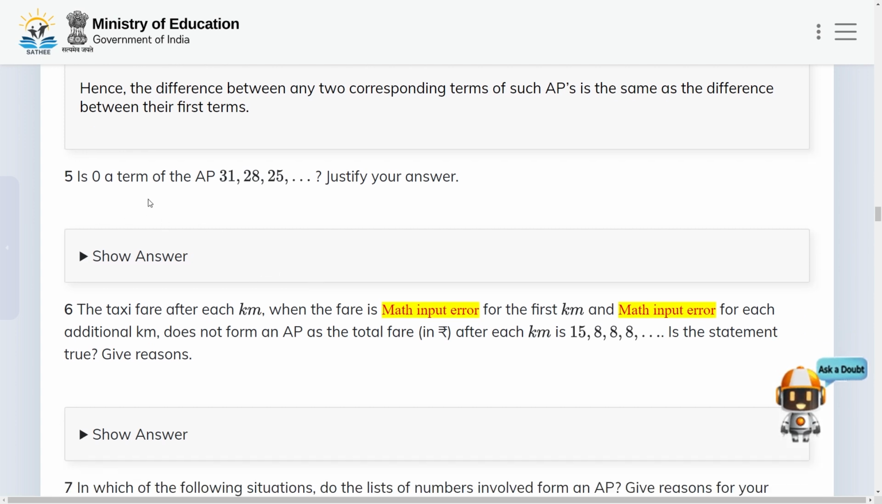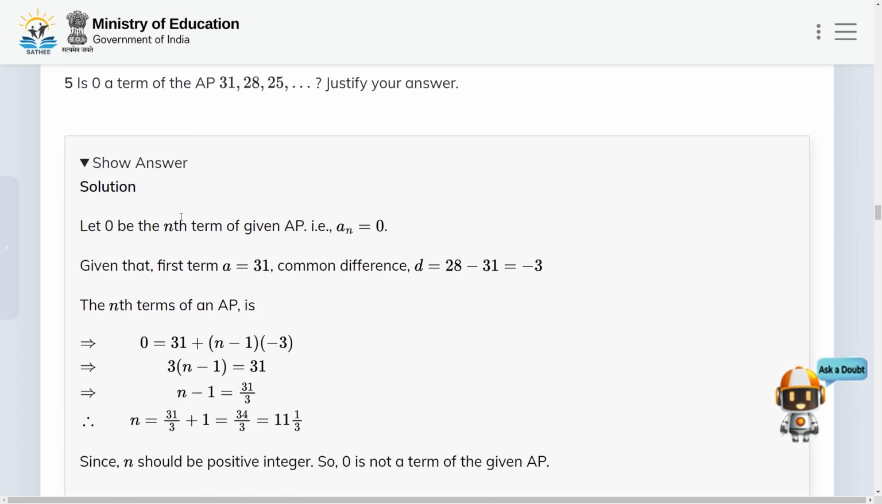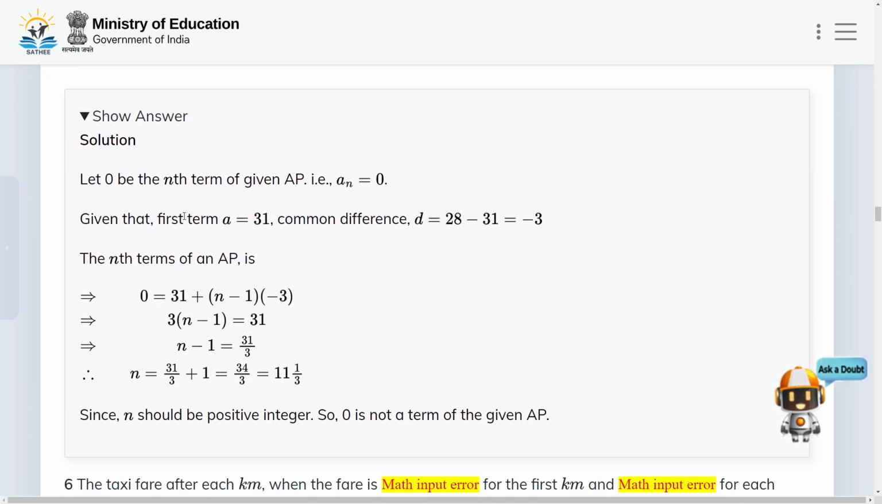In question number 5, we are asked: is 0 a term of the AP 31, 28, 25, and so on? Justify your answer. So let us check whether 0 is a term of this AP or not. Let 0 be the nth term of the given AP, that is an is equal to 0. Here the first term a is equal to 31, and the common difference d is equal to 28 minus 31, that is equal to minus 3.